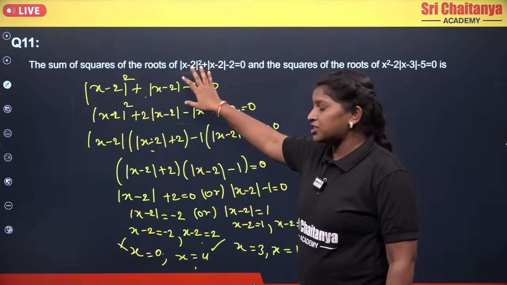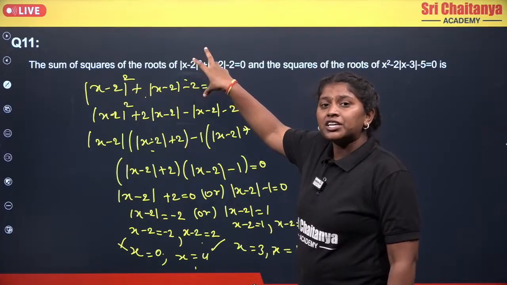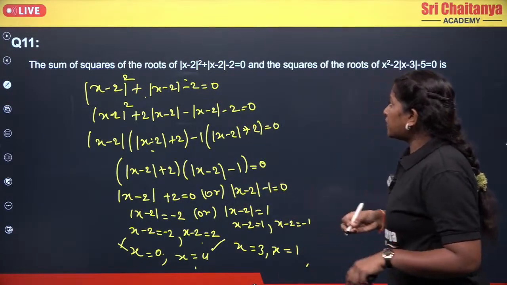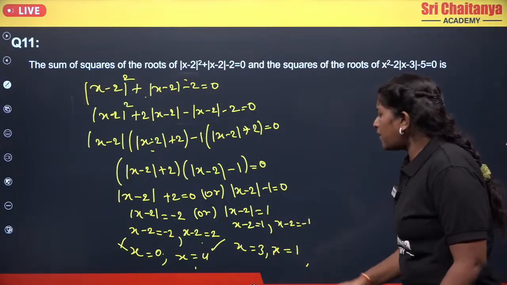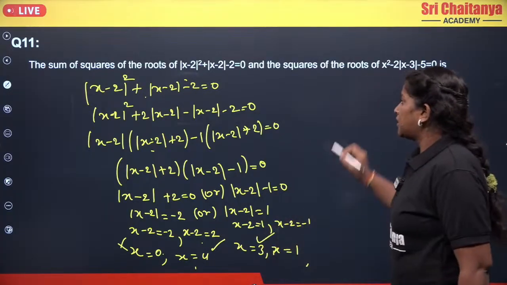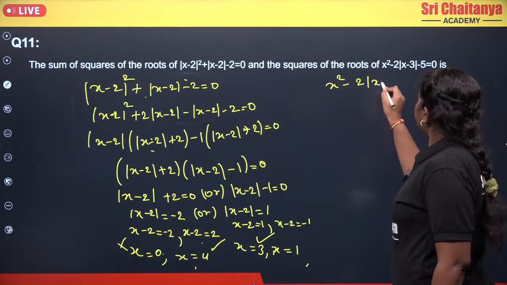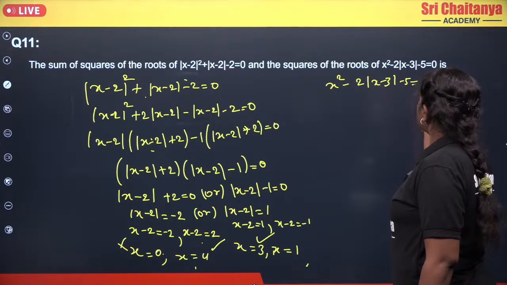This is a modulus equation which we will be having in the form of a quadratic equation. Okay, so now moving to the next. So the possible values will be 4 and 3. Now moving to the next, x square minus 2 modulus of x minus 3 minus 5 equals 0.